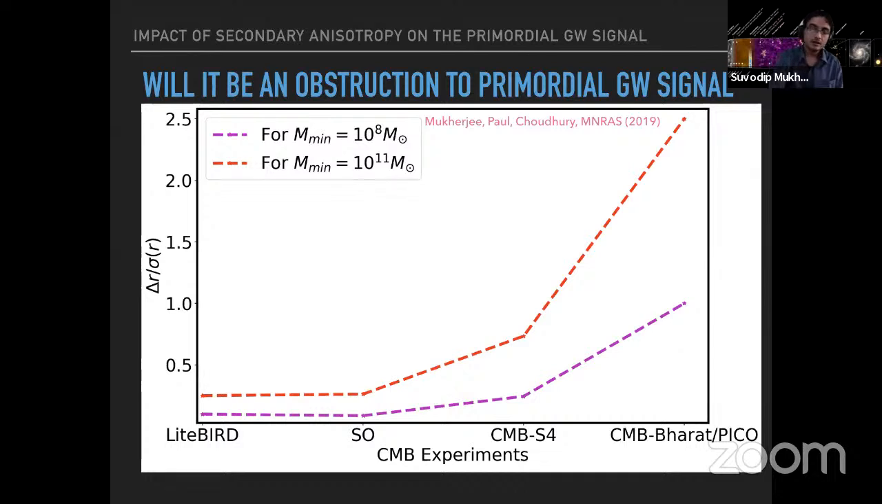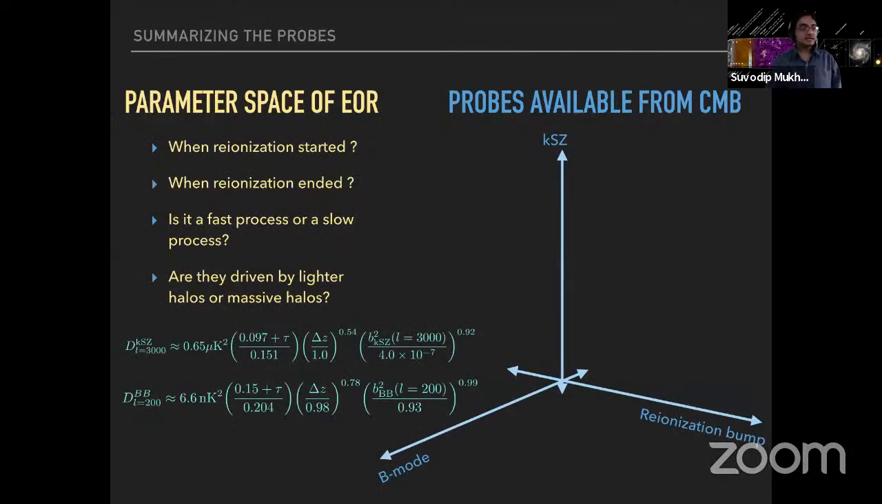So with this, I have shown you how the parameter space of the epoch of reionization can be connected to the observable space of the CMB by different simple scaling relations. And we are very hopeful, as I've shown you from the forecasts for upcoming CMB experiments, that both the KSZ power spectrum and the C_l BB power are going to be very useful to address a few of the questions which we have not had any handle on yet.